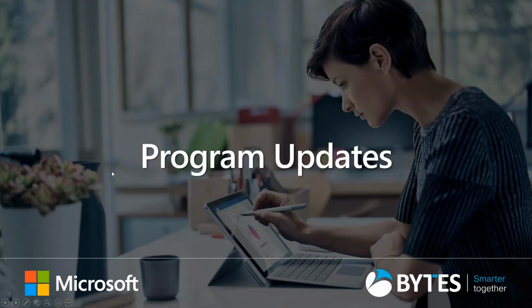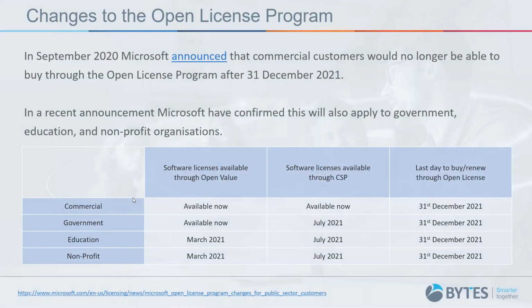So I'm just going to talk through some program changes, specifically around the open license retirement. As part of Microsoft's modern licensing, or new commerce experience, as they're calling it, Microsoft have announced that they're retiring basically one of their oldest licensing programs, the Open License Program. Open was designed for small and medium-sized organizations, so anything up to, well, 500 seats really.